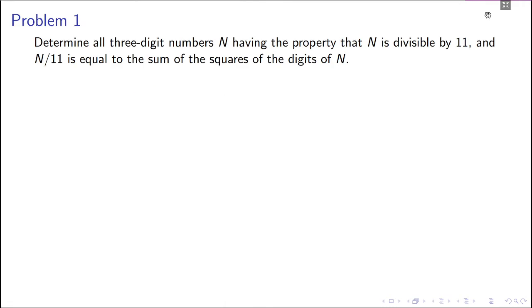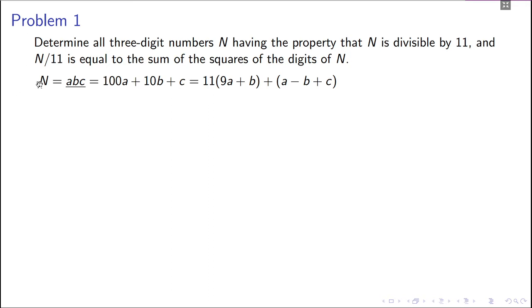So this is problem 1. It says you have to find all the 3-digit numbers n such that n by 11 equals the sum of the squares of the digits of n. So take n as abc, where a, b, c are the digits. So n equals 100a plus 10b plus c, right? So for example, if n equals 957, then 957 equals 100 into 9 plus 10 into 5 plus 7. After that, you pull out a factor of 11 here, and you get this expression.